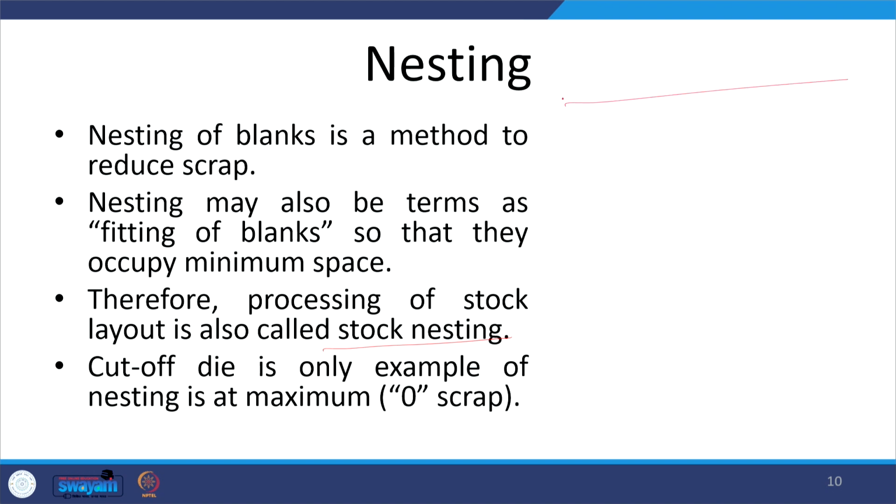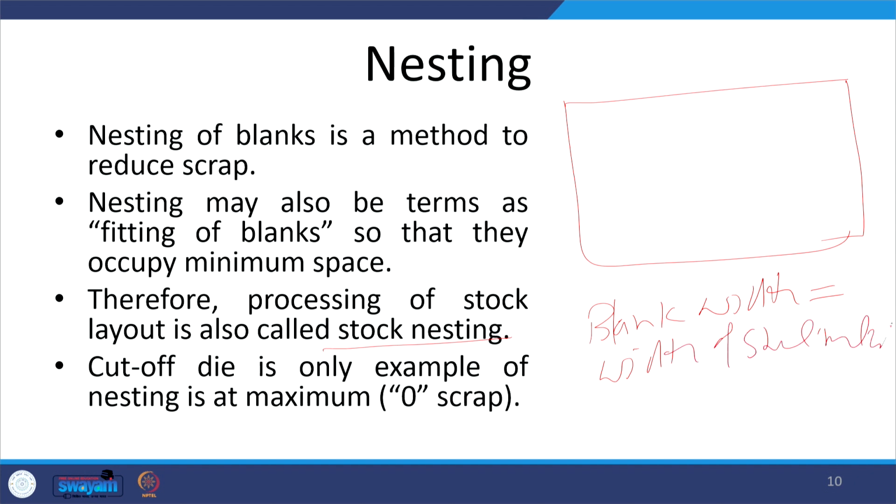Like if we see, if the blank is to be cut in a particular simple shape, say rectangular shape, the blank width dictates the width of the sheet metal to be used. So, we will be using the strip or coiled stock in such a way that the width of the strip is equal to the width of the blank to be produced. So, this dimension is now fixed.